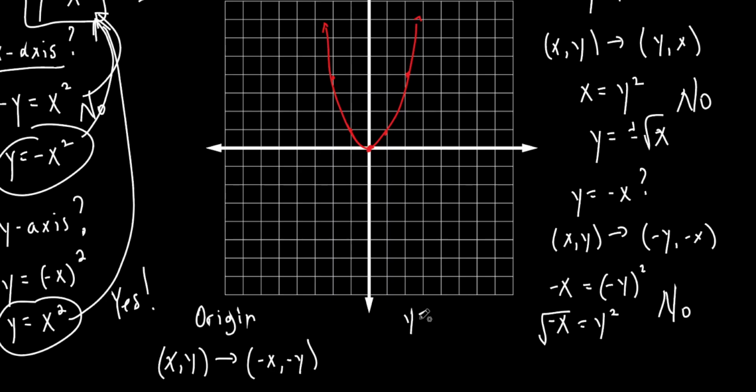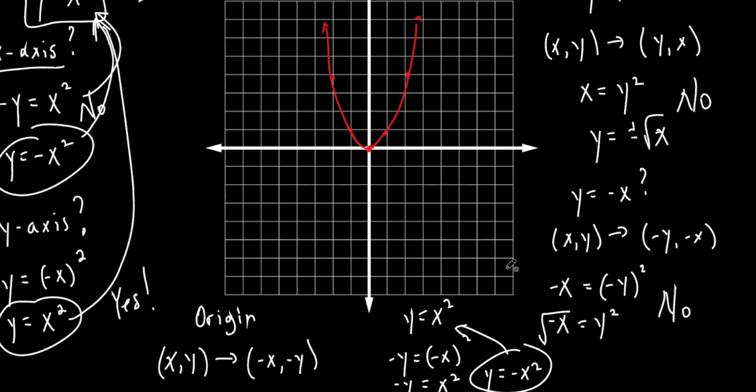All right, so here's what our original thing was. If I make this a negative y right there, if I make that a negative x, square it, so negative y would equal x squared, get rid of the negative, so y equals negative x squared. Is this the same as what we started with? No, it's not. So is it symmetric about the origin? No, it's not.